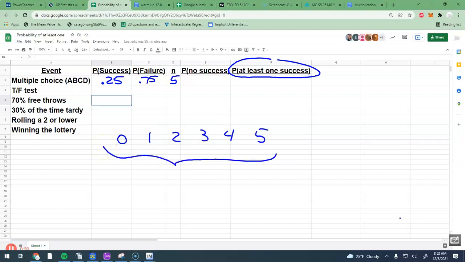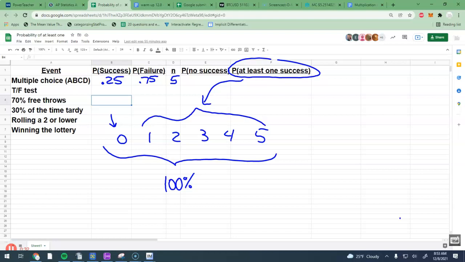What do all of these have to add up to? That's 100%, right? 100% chance I'm going to get either 0 questions right, 1, 2, 3, 4, or 5 questions right. What I really want is the probability I get at least 1. But that's really hard to find. It's annoying, and it takes time. So I'm going to find the probability of 0, and then subtract it from 1. I'm finding the probability that I didn't succeed at all, and the opposite of never succeeding is you succeeded at least once.